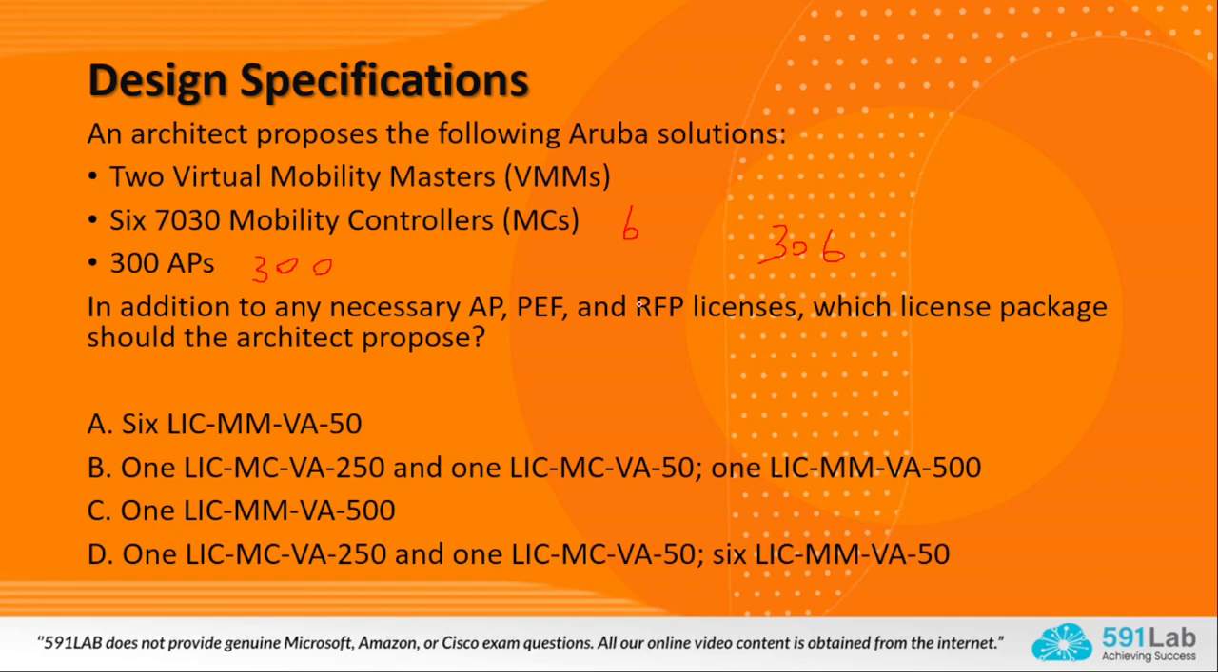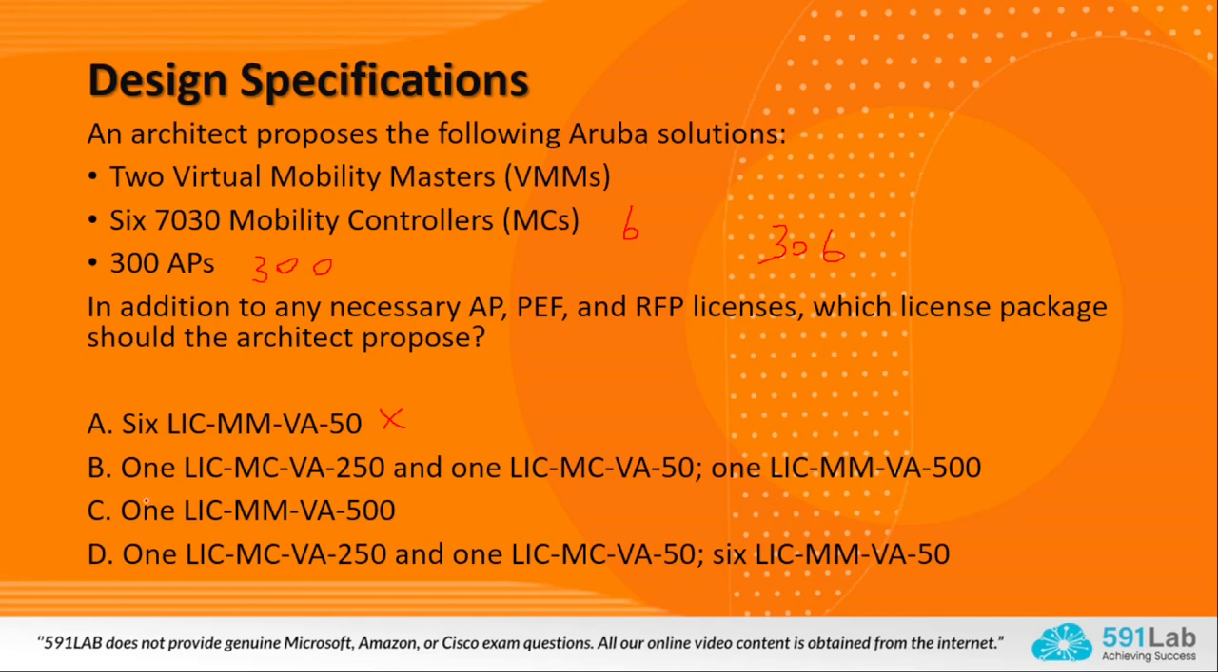We'll go through the answers. 6 LIC MMVA50. MM means Mobility Master, VA means Virtual Appliance. So this license package is 50 Virtual Appliance licenses for Mobility Master, 6 numbers of this package. So 6 into 50 means 300. So it supports up to 300 managed devices. But we need to manage 306 devices. So this is not correct.